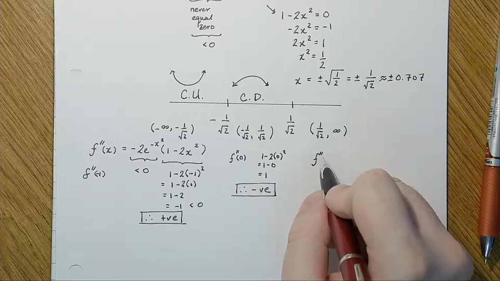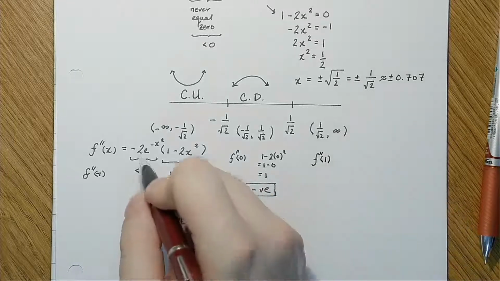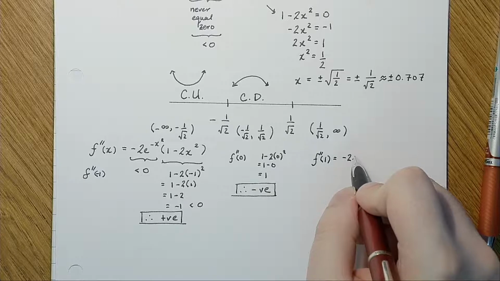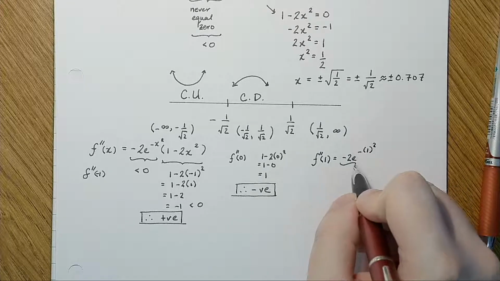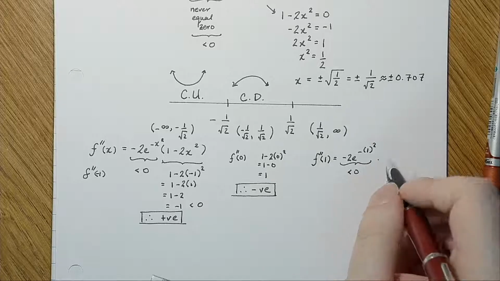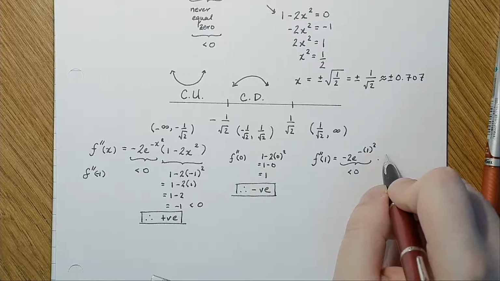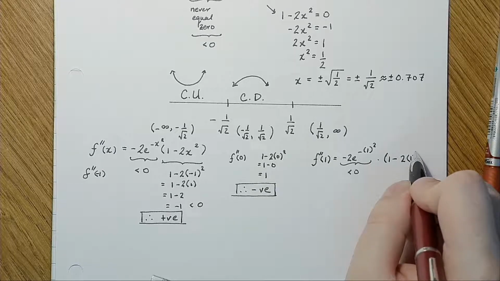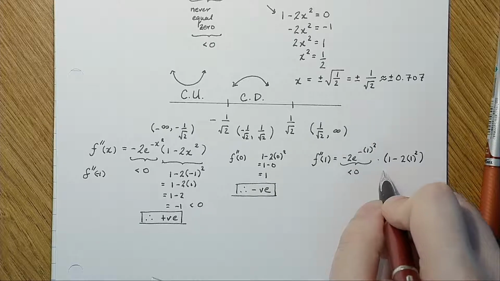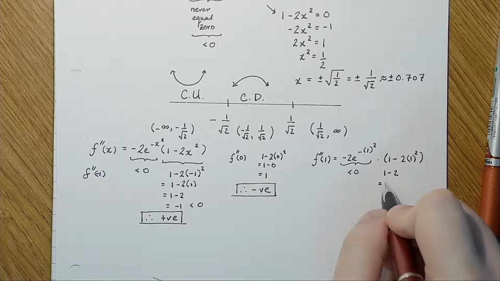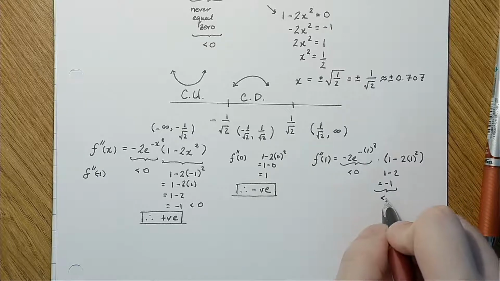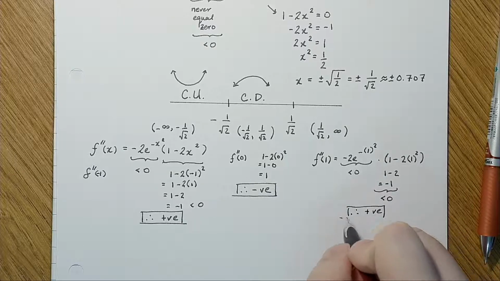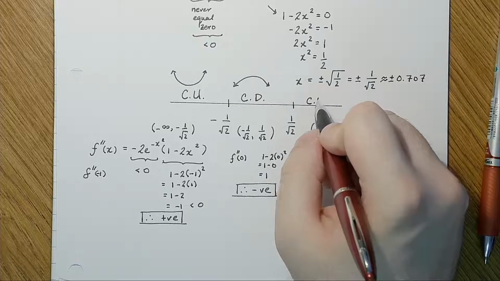And similarly over here, I'll pick a value, say 1. Again, that term is going to be less than 0. And over on this side, I have 1 minus 2 times 1 squared, so that is 1 minus 2, which equals minus 1. That is less than 0. So I have 2 negatives, which gives me a positive. So that means that it is concave up.